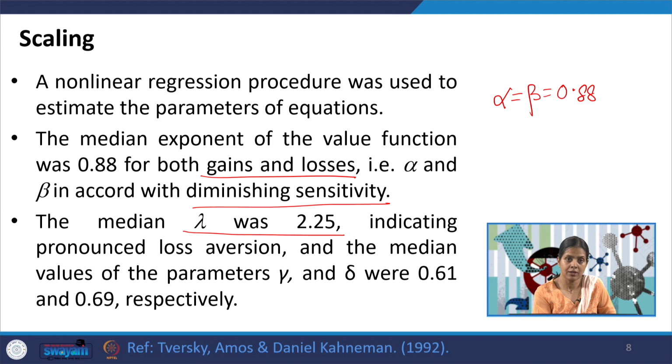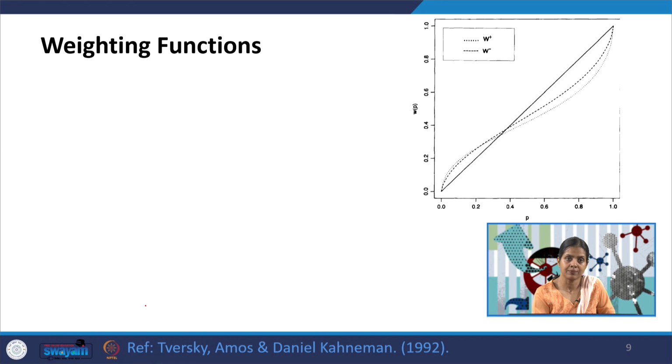That is what, at least in prospect theory, Kahneman and Tversky observed through their experiments. Similarly, for the weighting functions, gamma and delta values were obtained as 0.61 and 0.69 respectively. Now, as I previously drew, this is basically the shape of the weighting function.